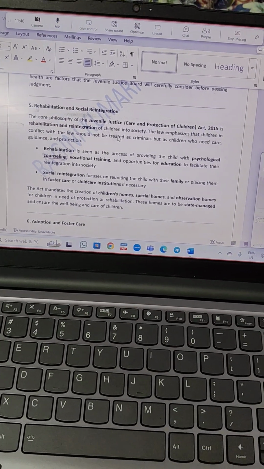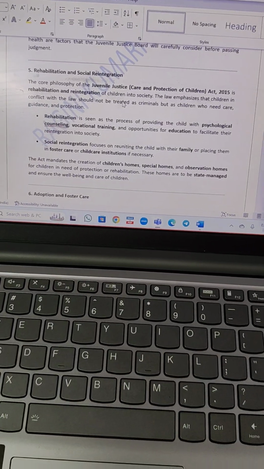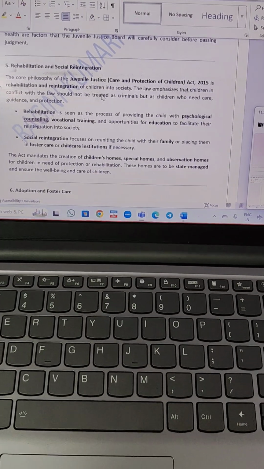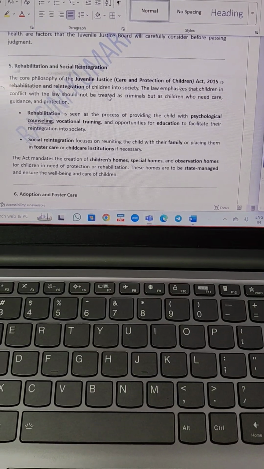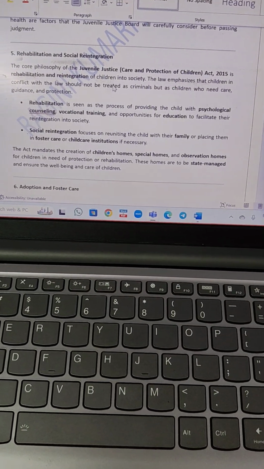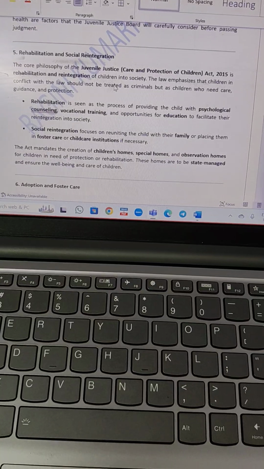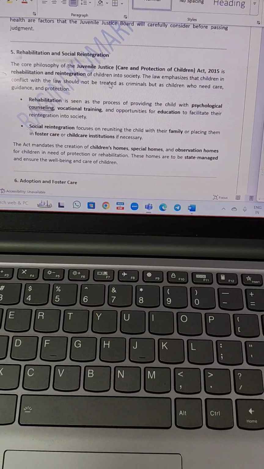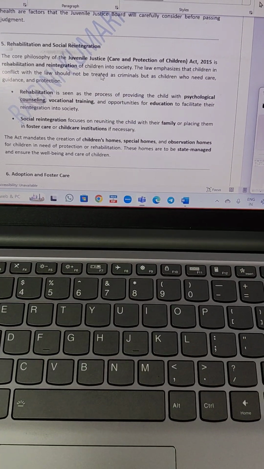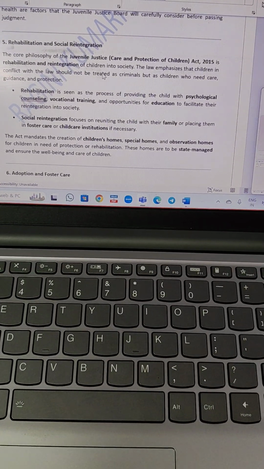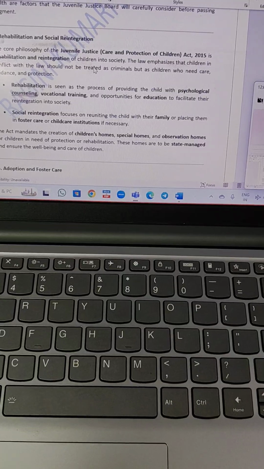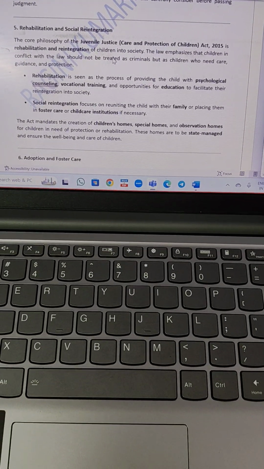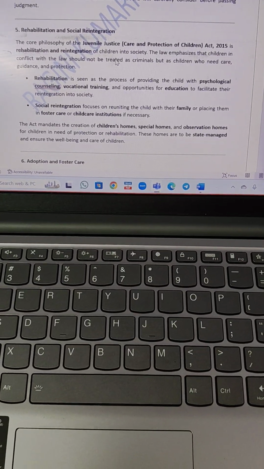So the core philosophy of the Juvenile Justice Act is rehabilitation and reintegration of children into the society. The law emphasizes that children in conflict with law should not be treated as criminals but as children who need care, guidance and protection. So rehabilitation is seen as a process of providing the children with psychological counseling, vocational training and opportunities for education to facilitate their reintegration into the society.